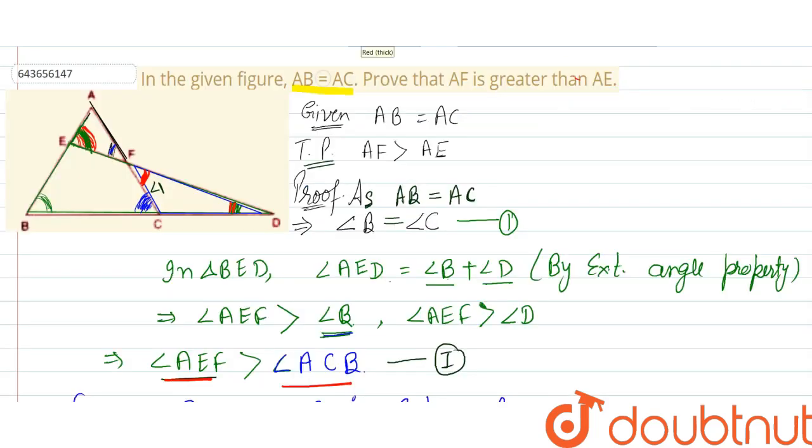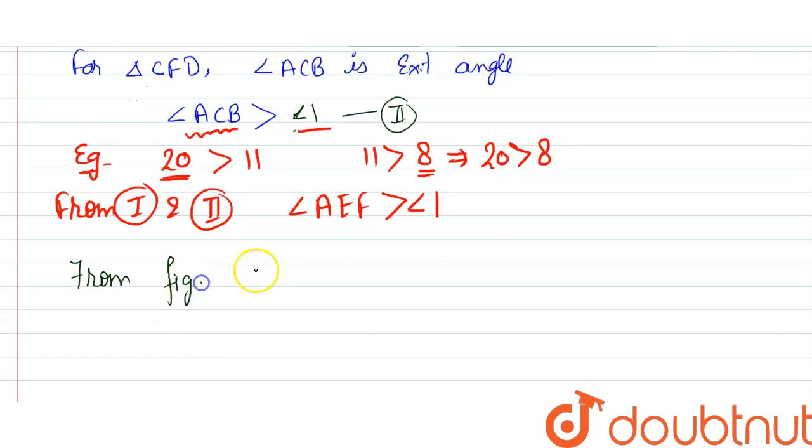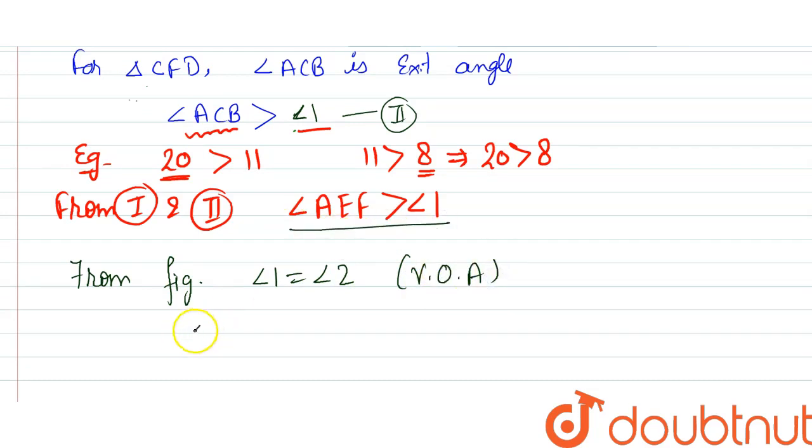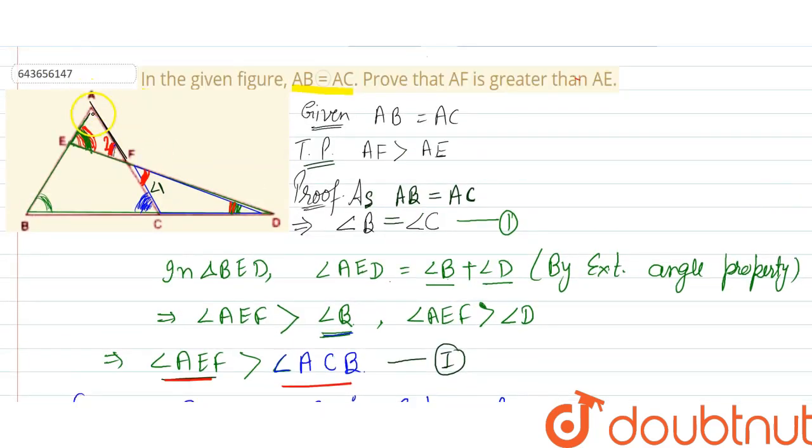Also from the figure, this angle 1 and this one, if I name it angle 2, are vertically opposite angles. From the figure, angle 1 is equal to angle 2. So in this inequality, we can say angle AEF is greater than angle 2. This is what we initially wanted to prove. So in this triangle AEF, angle AEF is greater than angle 2.